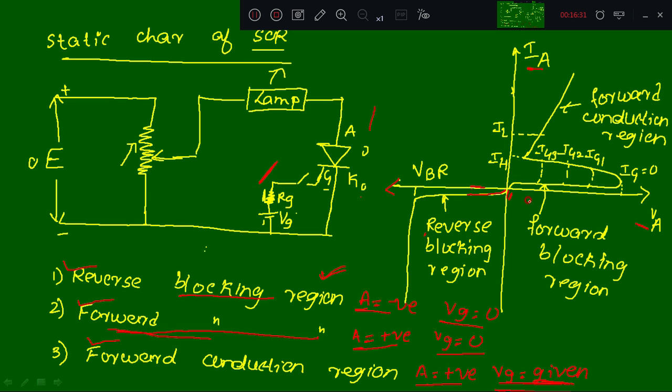Then what happens in the forward blocking region? See here, slowly we are increasing the voltage. Very small milliamps of current will flow without the gate. Here this terminal is made positive and this terminal is made negative, with the same connection but no gate connection, so milliamps of current will flow. This region is called the forward blocking region.